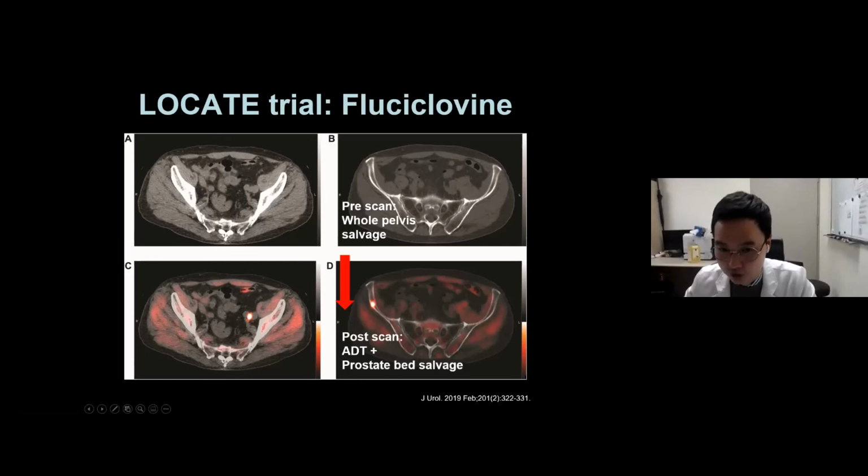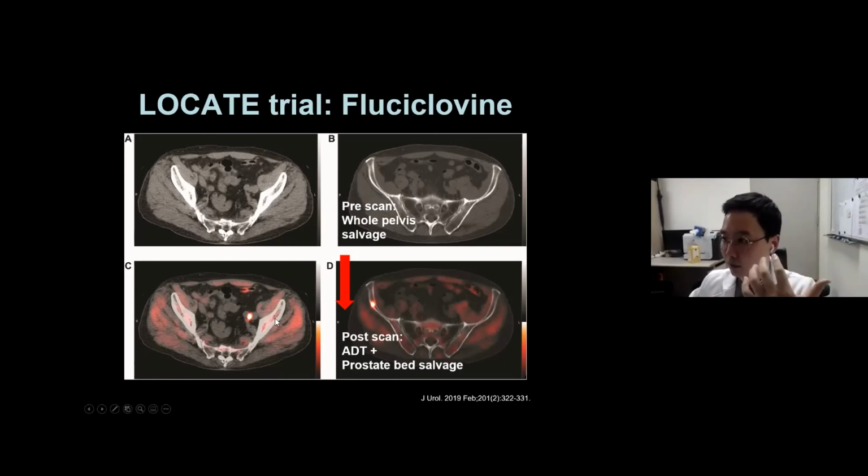So, which was not actually shown in the other conventional images done priorly. And so the beauty was that for the pre-scan, using the bone scan or the CT, the management plan for this patient was to do the whole pelvis salvage therapy, because there was no focal point, there were no focus to be the reason for the alleviating the PSA level.